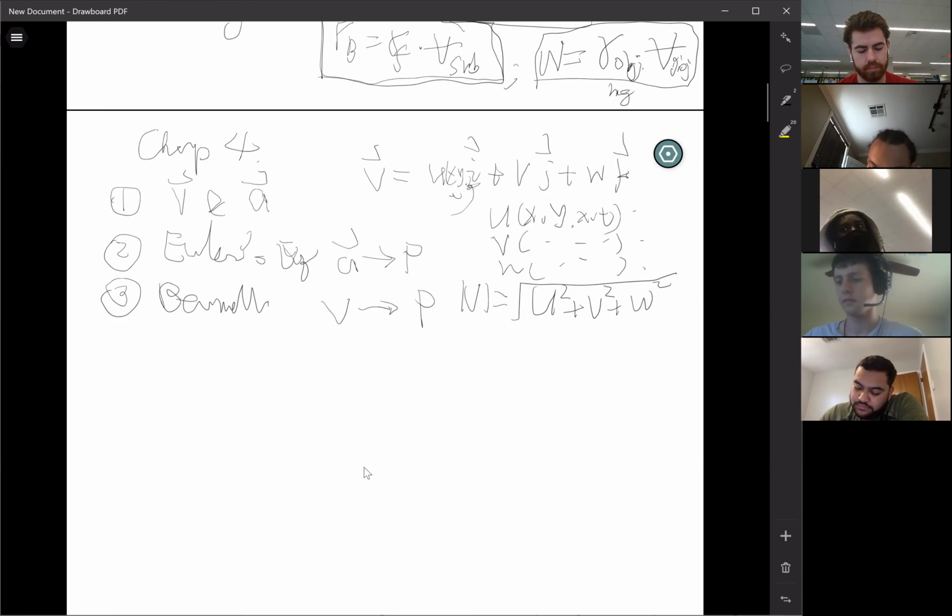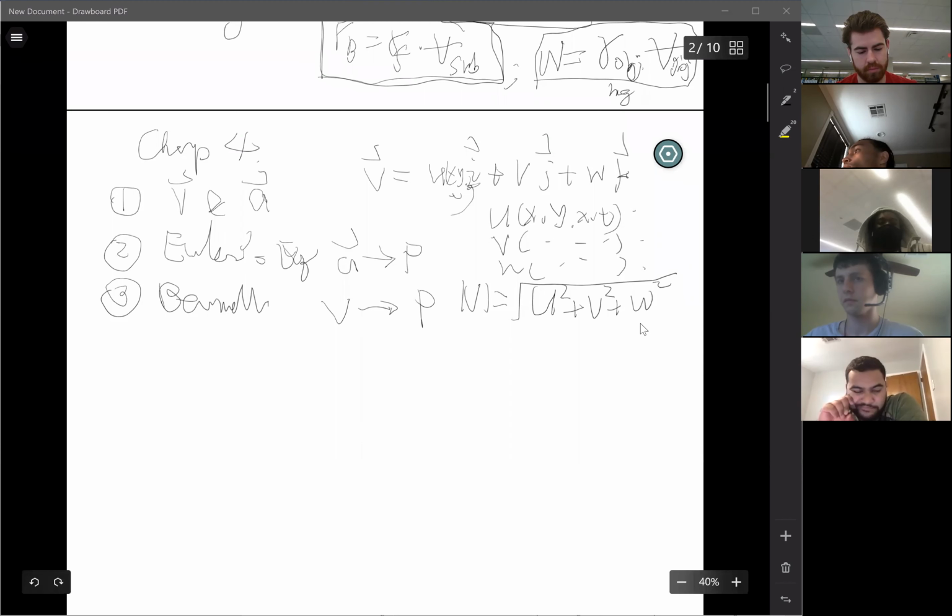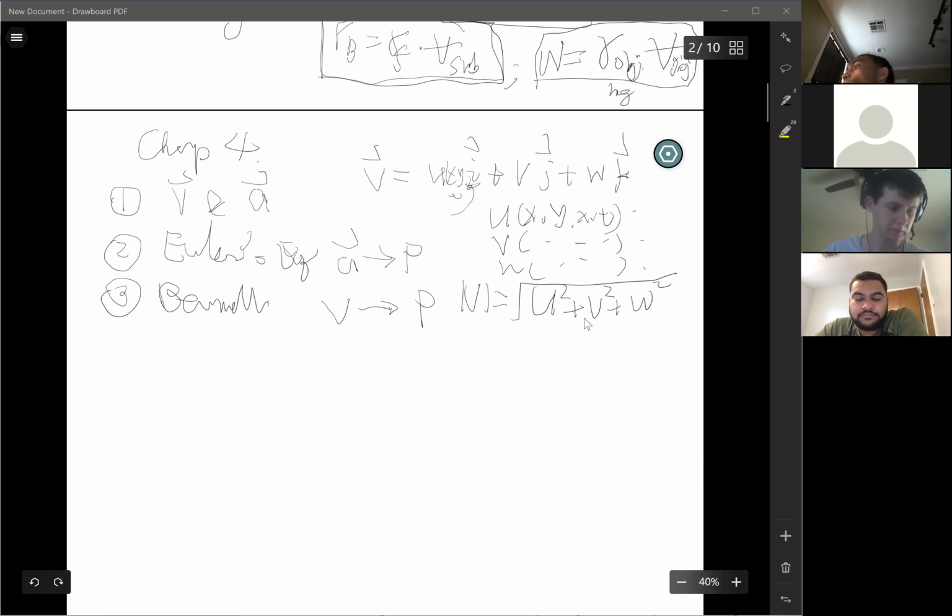When you see a problem and want to decide whether it's the Euler equation or the Bernoulli equation, just look at the problem statement. Is the acceleration given? If the acceleration is not given and the velocity is given, then definitely it should go to the Bernoulli equation.